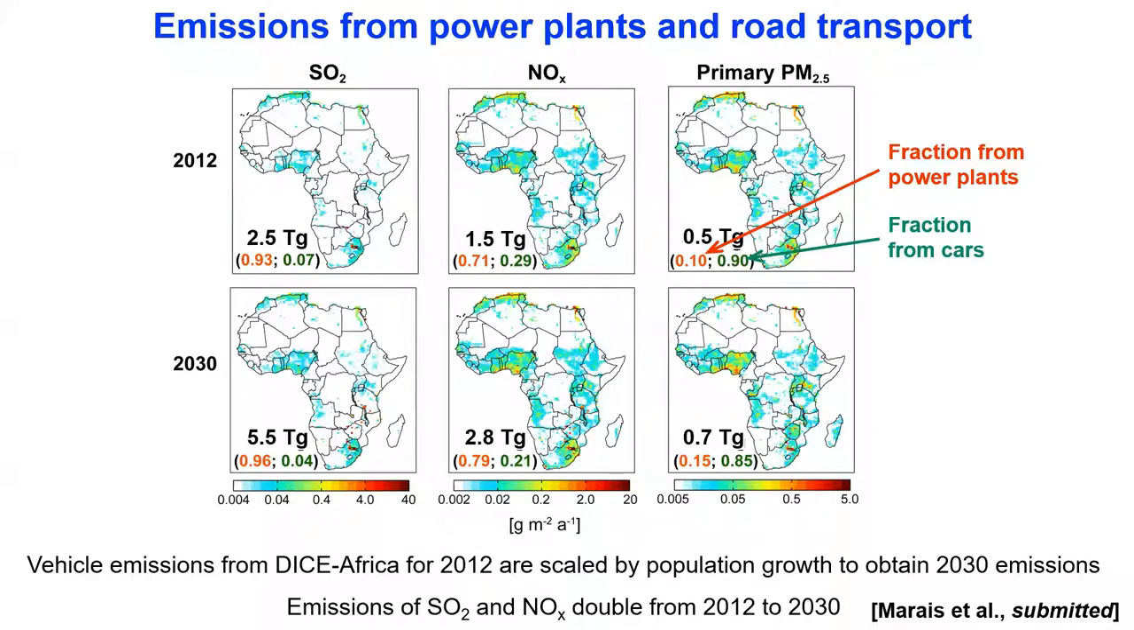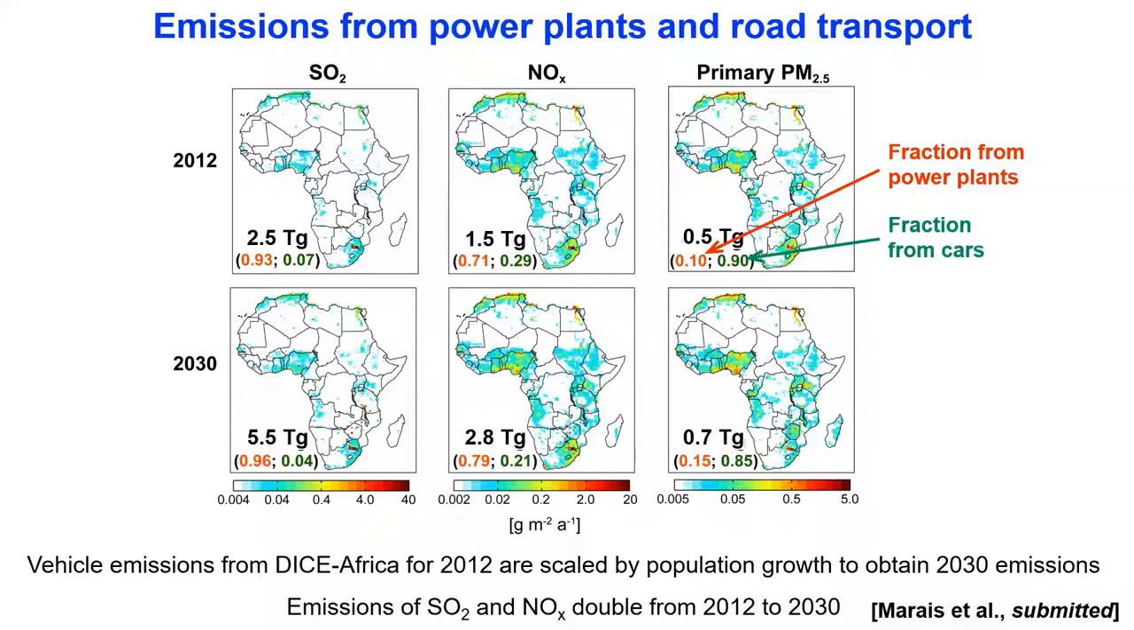We projected what we thought 2030 emissions might be from transport, and the spatial distribution of these are shown for SO2 or sulfur dioxide, NOx or nitrogen oxides, and then primary PM2.5, which is black carbon and organic carbon. SO2 and NOx are precursors of sulfate and nitrate, which go on to form PM2.5. And NOx is also a precursor of ozone. So all of these have the potential to impact local air quality.